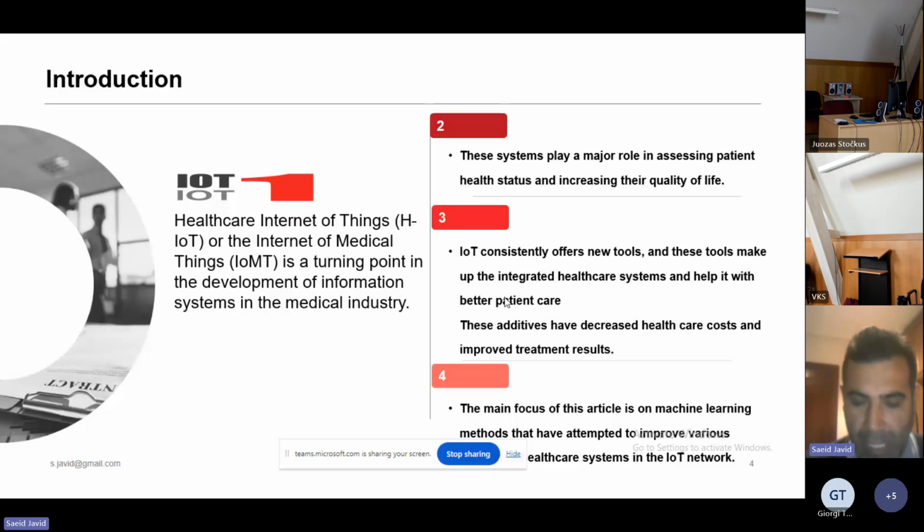Predicting patient outcomes in IoT healthcare systems using machine learning has numerous advantages, including the following: disease prediction and prevention. Using machine learning algorithms, healthcare systems can detect and predict disease patterns, enabling preventive measures and early intervention.